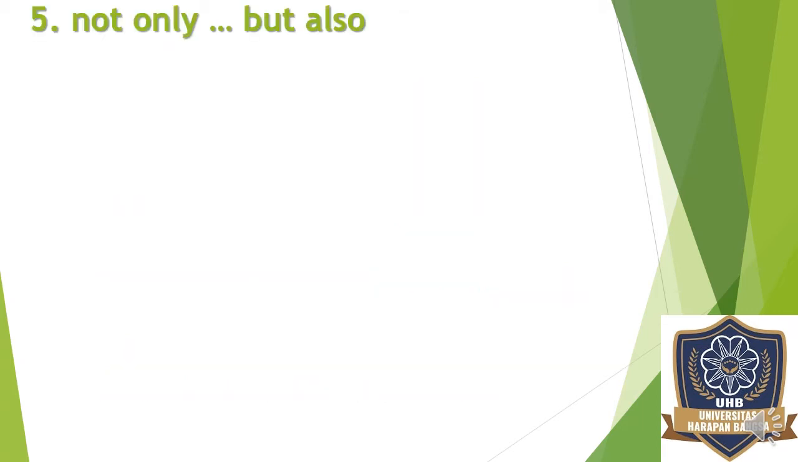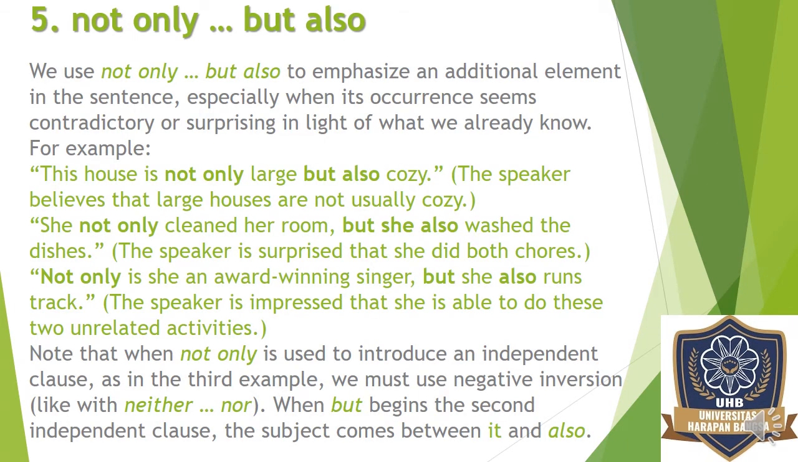Number 5. Not only but also. We use not only but also to emphasize an additional element in the sentence, especially when its occurrence seems contradictory or surprising in light of what we already know. For example, this house is not only large but also cozy. The speaker believes that large houses are not usually cozy.